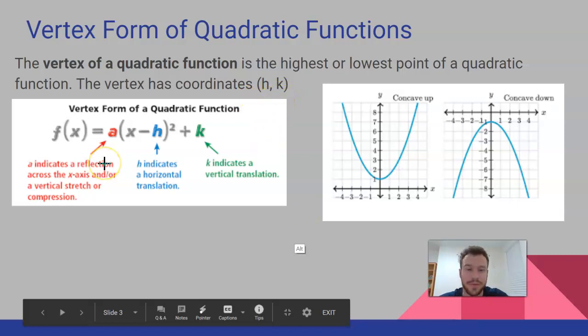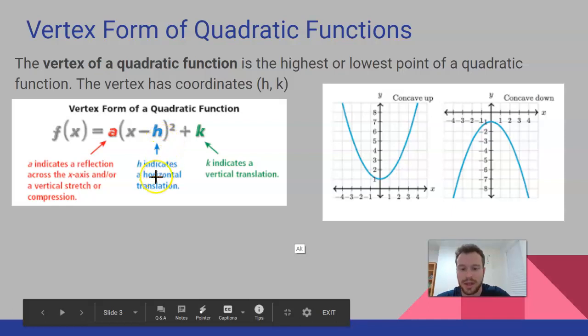So let's look at this formula here and recall that a is going to tell us if there has been a reflection across the x-axis. That happens if a is negative. It also can tell us if there has been a vertical stretch or compression. If the absolute value of a is greater than 1, then there will be a vertical stretch. If the absolute value of a is between 0 and 1, like a fraction or a decimal, like 1/2 or 0.3, there has been a compression.